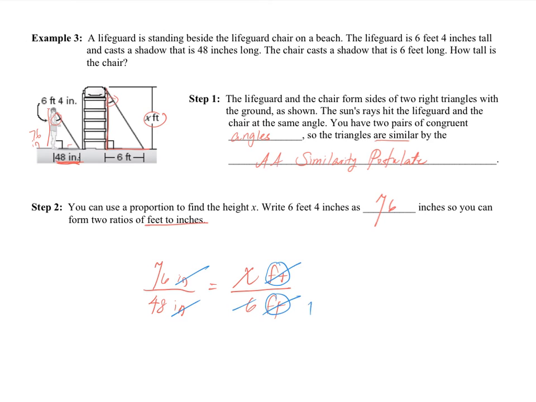So let's solve this. This will be 8x equals 76. X equals 9.5 feet.